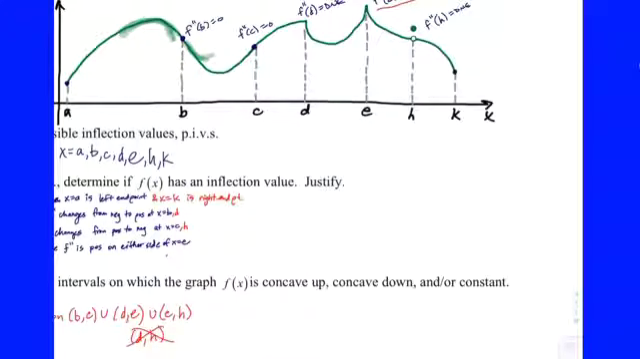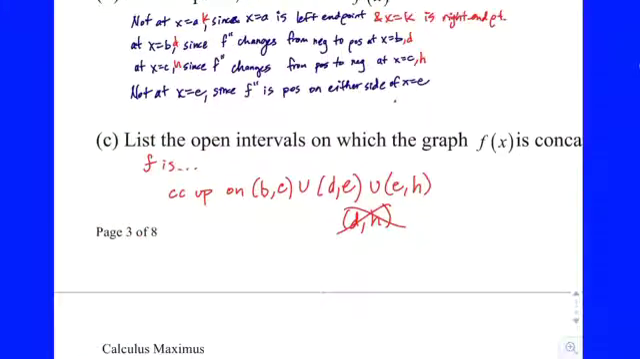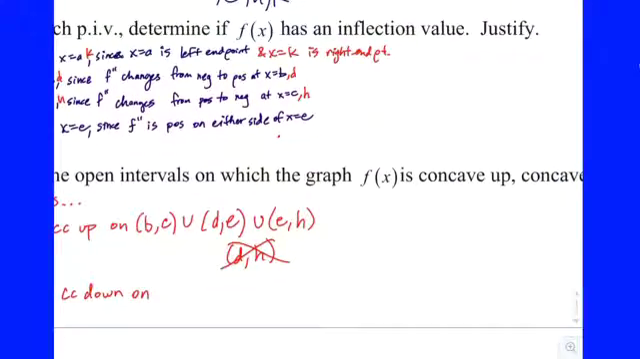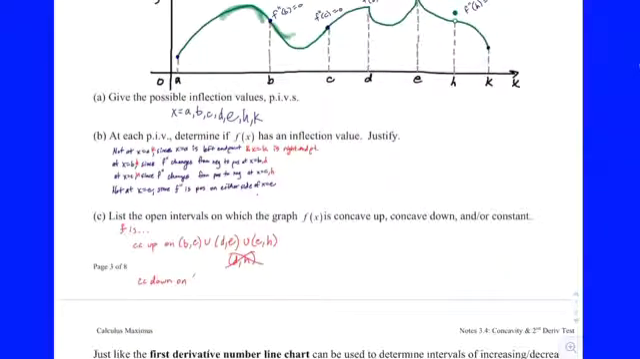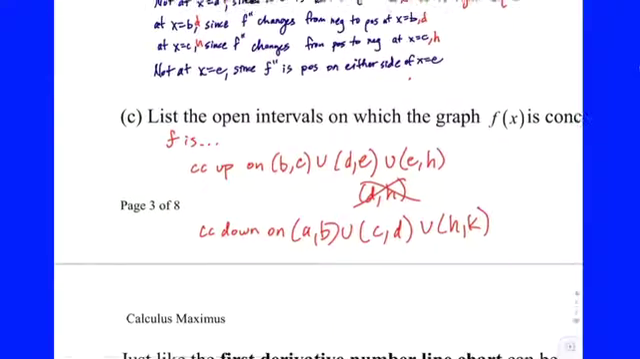And then concave up, it looks like it's it, right? And then CC down, like a frown, on all the other intervals, right? Which comes in concave down, so A to B, union C to D, and then H to K. All right. So that was just to kind of practice our sentences.